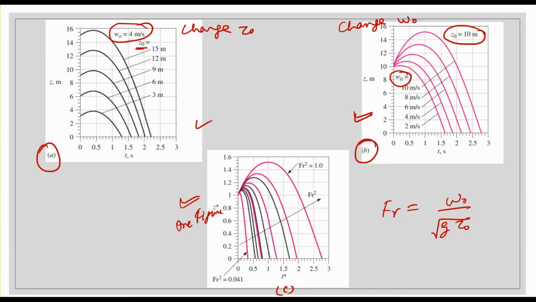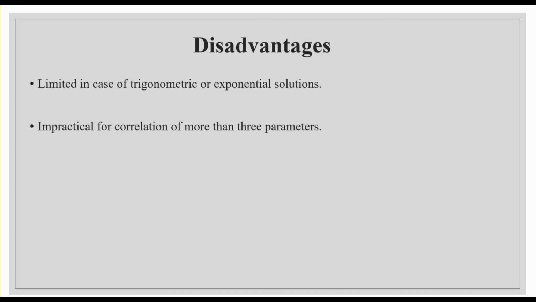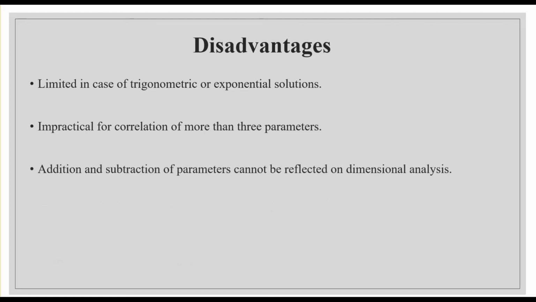Now we will also discuss some of the disadvantages of dimensional analysis. Till now you have seen the advantages, so I will list a few of the disadvantages. It is limited if we have a trigonometric or exponential solution. This is a main disadvantage, and sometimes it is very impractical to correlate more than 3 parameters. Addition and subtraction of parameters cannot be reflected in dimensional analysis. It cannot give a final word on the validity of a relationship.